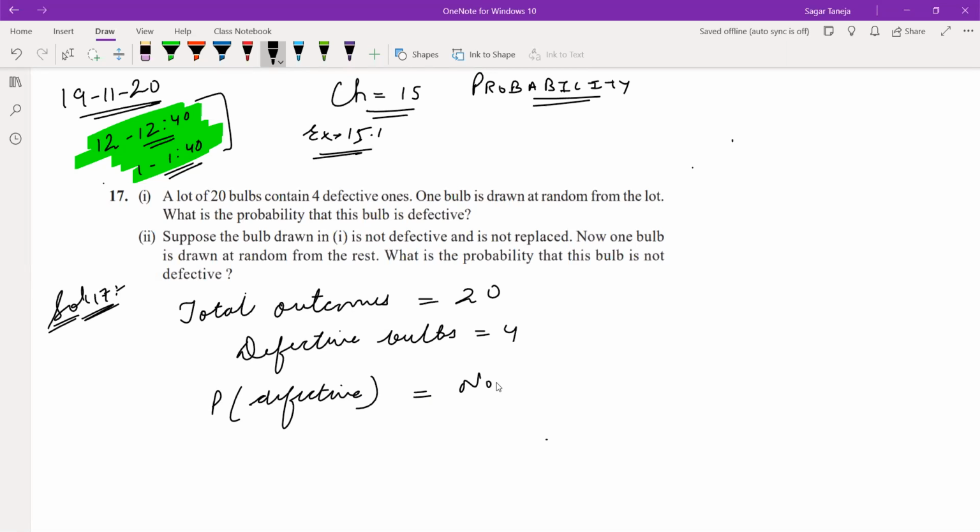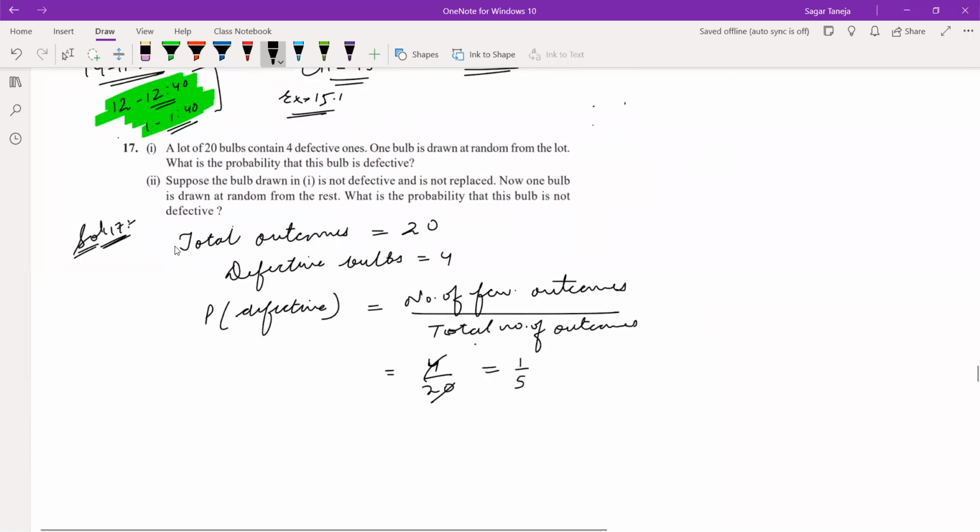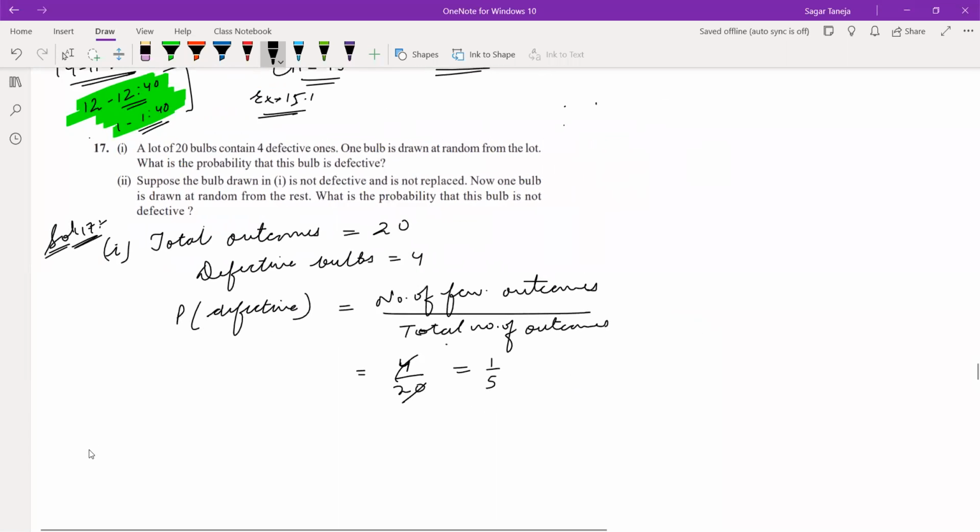that is number of favorable outcomes upon total number of outcomes. Favorable for us are the defective ones, 4, total 20, and it is 1/5. This is the first part of 17th. Now the second part.